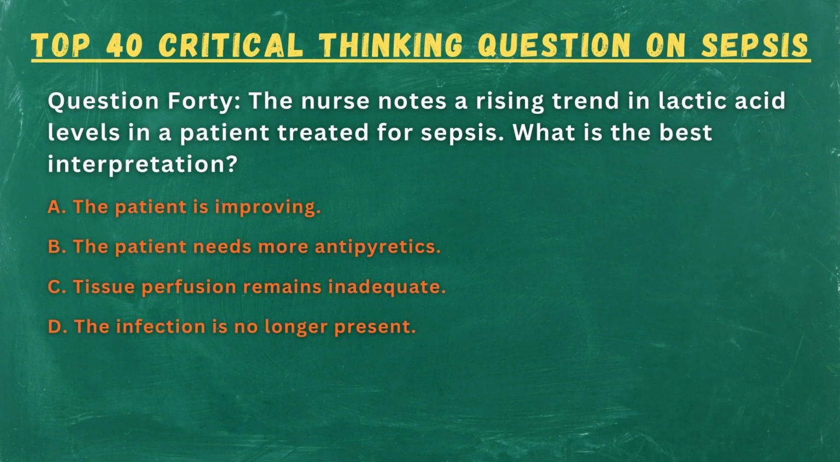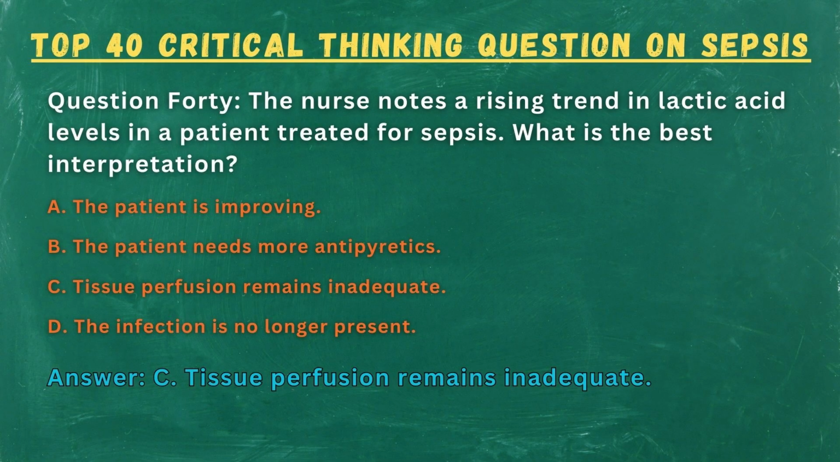Question 40. The nurse notes a rising trend in lactic acid levels in a patient treated for sepsis. What is the best interpretation? A. The patient is improving. B. The patient needs more antipyretics. C. Tissue perfusion remains inadequate. D. The infection is no longer present. Answer: C. Tissue perfusion remains inadequate.